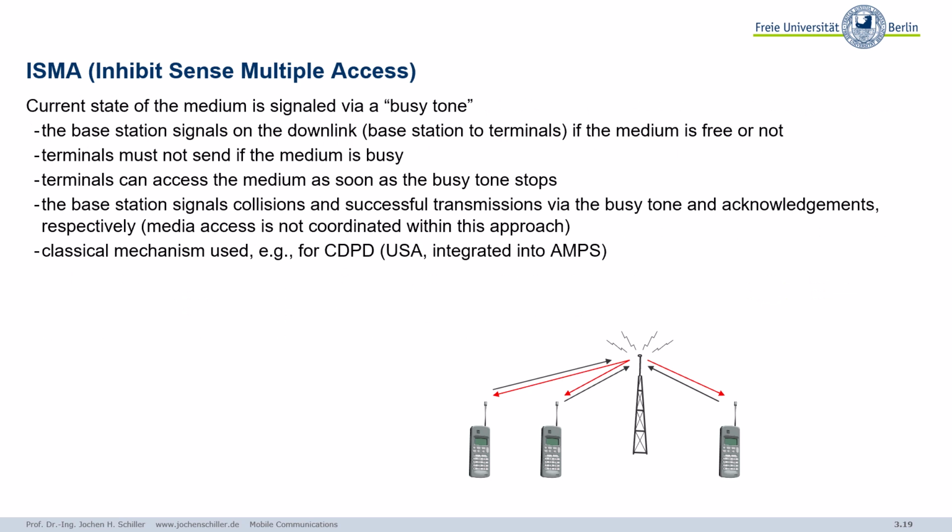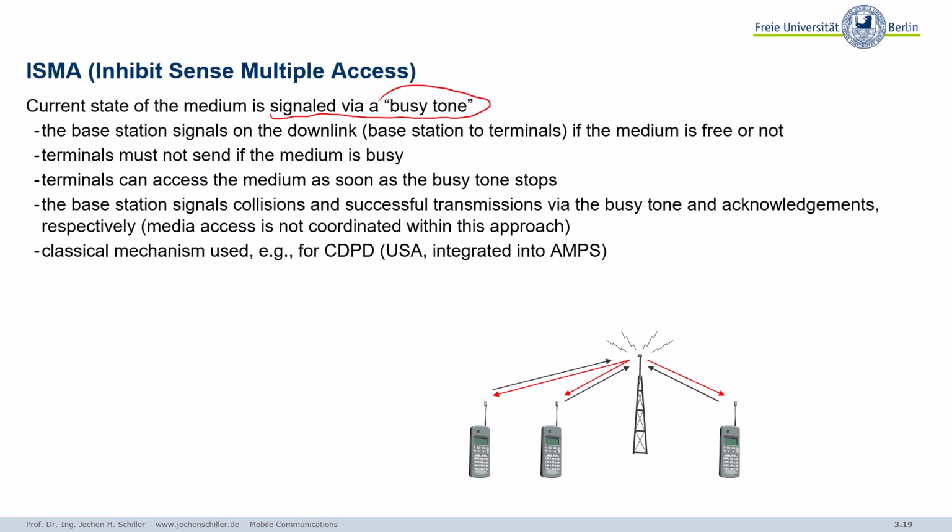Then there are also some more fancy schemes. You don't have to be expert in all the schemes, just to show you different schemes. Researchers, scientists came up with different schemes in the 60s, 70s, 80s, last century. Another scheme is that you actually signal the state of the medium with a busy tone in a downlink, a special signal called busy tone that the medium is occupied or the medium is idle, and you're not allowed to send if the medium is occupied or busy. And as soon as this busy tone stops, you can start accessing the medium.